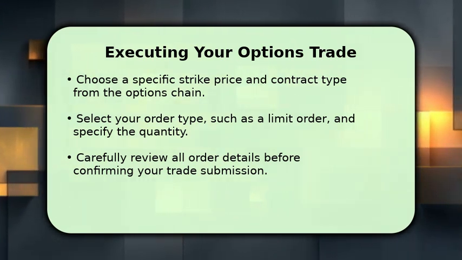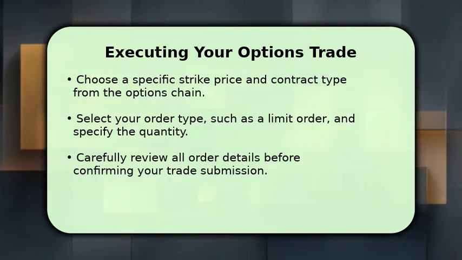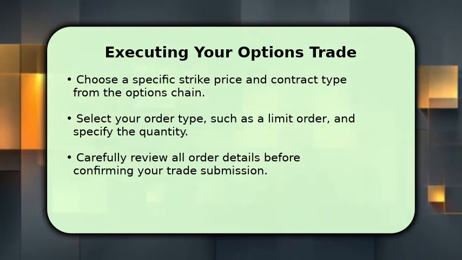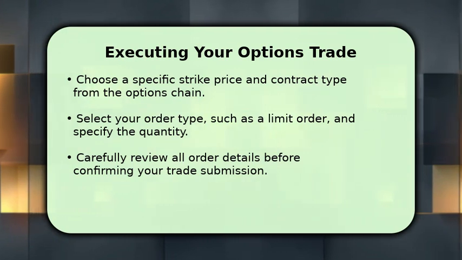Next, select the specific contract you wish to trade. You will then specify your order type, like a limit order, and the number of contracts you want to buy. Always review all the order details carefully before confirming your trade.